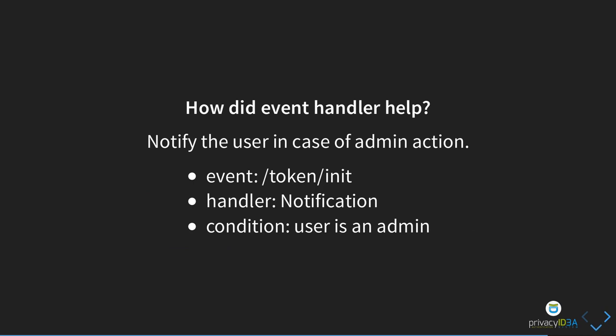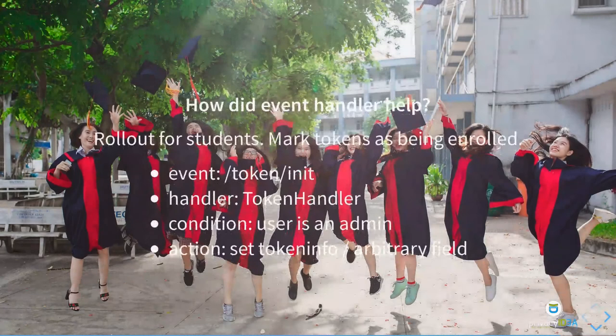Well, I have some examples of how the event handler helped in the past. One thing, for example, is what I already said: the administrator enrolls the token. The event is the enrollment of the token. The handler notification is used. The condition is the user is an administrator. Of course, if the user himself enrolls a token, the user does not need to be notified. Well, maybe you want this. Then the user gets an email.